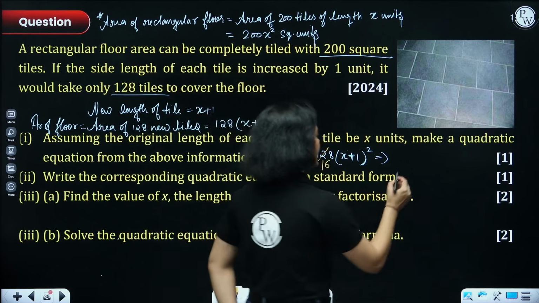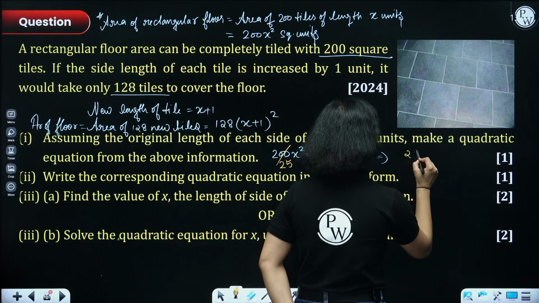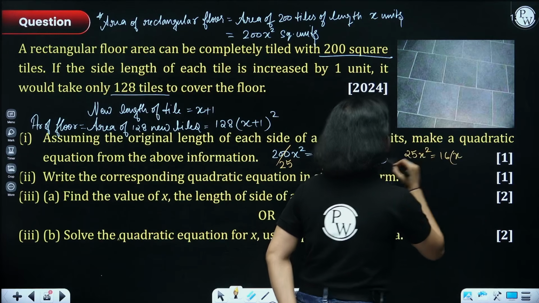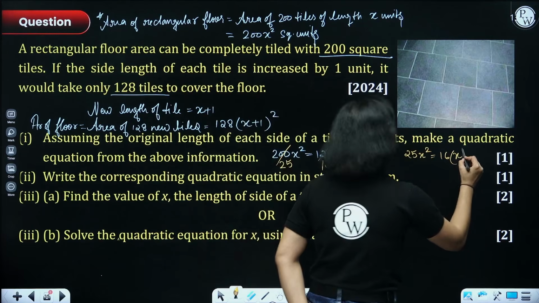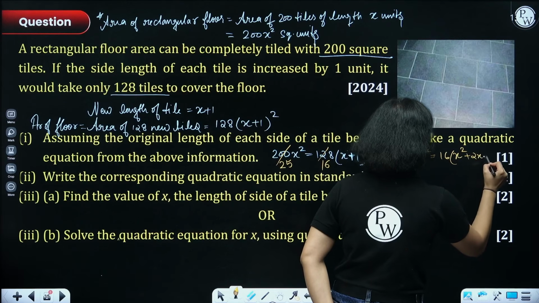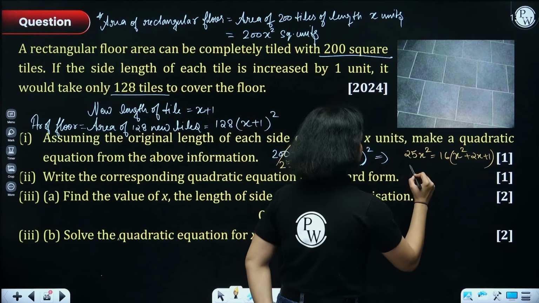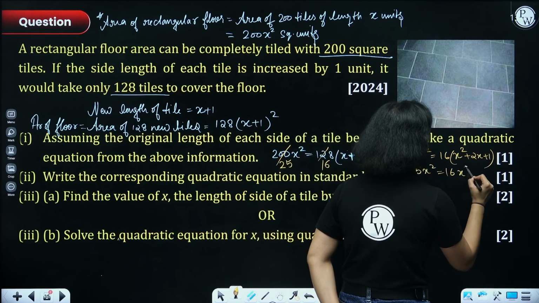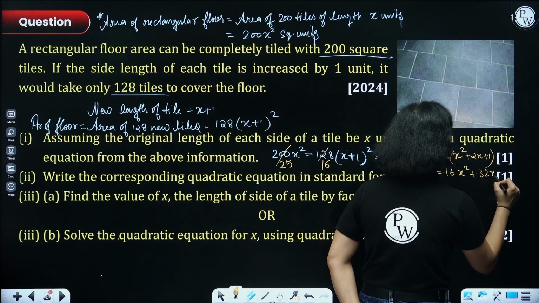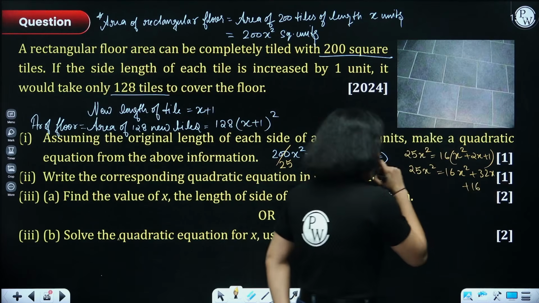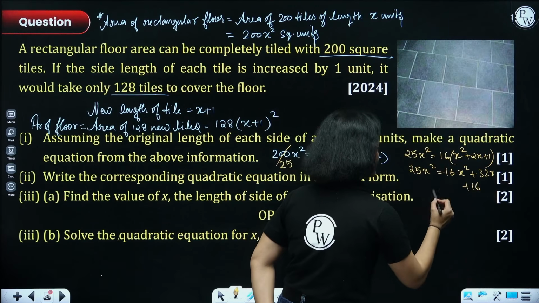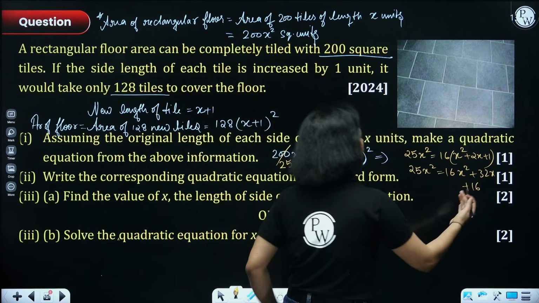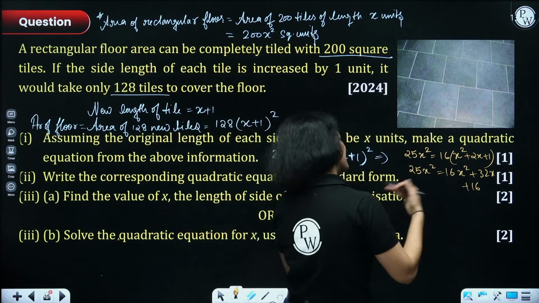Okay. So what I'll have 25x square is equals to 16, and here I'll open the bracket by using identity. So x square plus 2x plus 1. Okay? I can multiply inside. So 25x square is equals to 16x square plus 32x plus 16. So now you can bring this here, what you'll get, or you can take 25x square on the right hand side. So you'll get what? Or bring everything on the left hand side. Sorry people, bring everything on the left hand side.